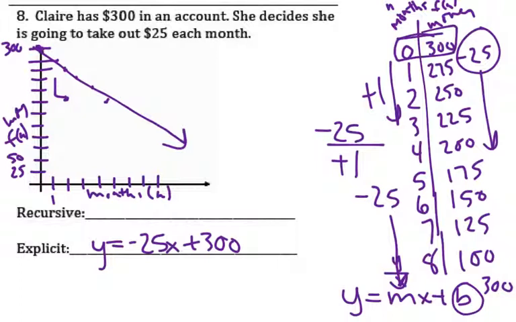So you can see for the explicit, if you have a table, it's pretty easy when you're dealing with this linear type of function to do this. Now recursive, well, what is our first term? It's 300. Okay, so we've got that. Then for each term, what are we doing to it? We're taking the previous one and subtracting 25. And there we go with those ones. Okay, hopefully you're seeing some patterns here and getting some ideas.